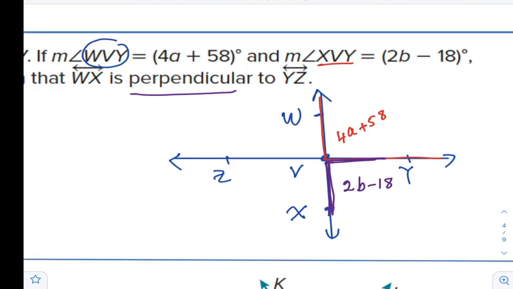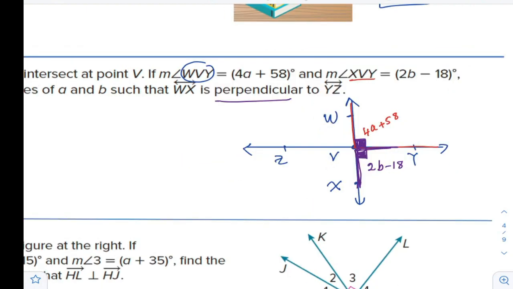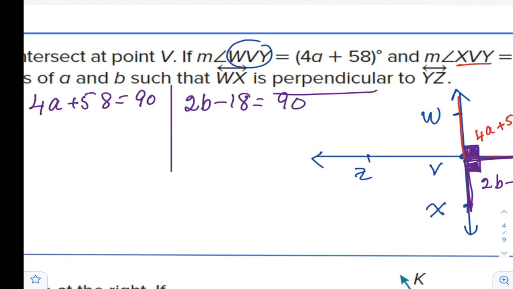متعامد يعني هاي رايت، يعني هذه زاوية قائمة 90 وبالتالي هذه كمان 90 degrees. If he doesn't say that, we cannot assume. لا نستطيع أن نفترض حتى لو شكلهم هيك because I have sketched them. So معنى ذلك إنه الأنجل الأولى 4A plus 58 is equal to 90. And also the other angle 2B minus 18 is equal to 90. And I can solve each one individually.